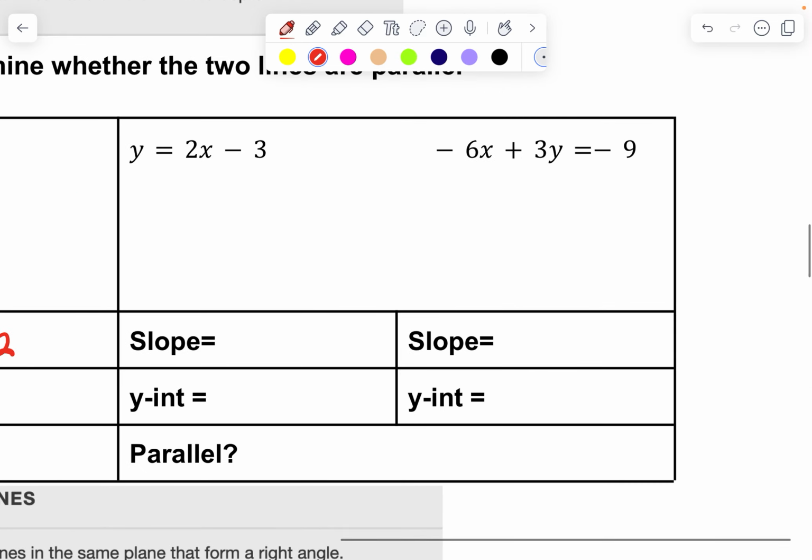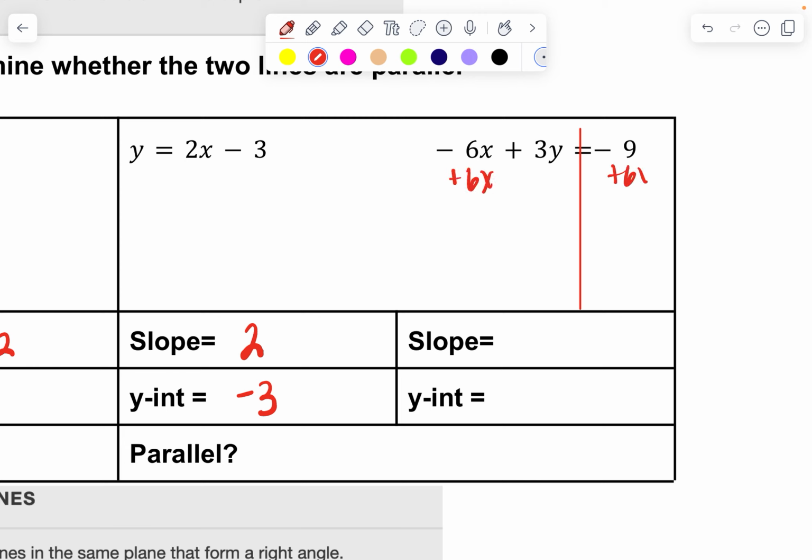So look here, our first equation, I can see the slope is 2. The y-intercept is negative 3. Our second equation, we have to get y by itself. So I'll add 6x. 3y is 6x minus 9. Then we need to divide everything by 3.